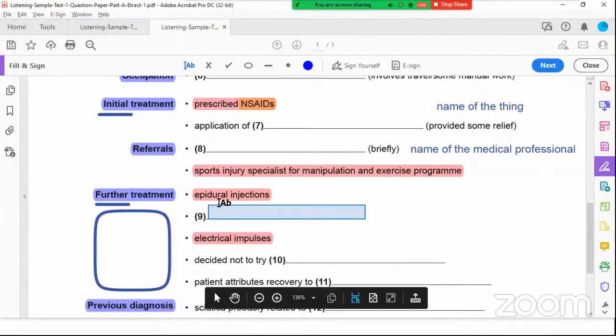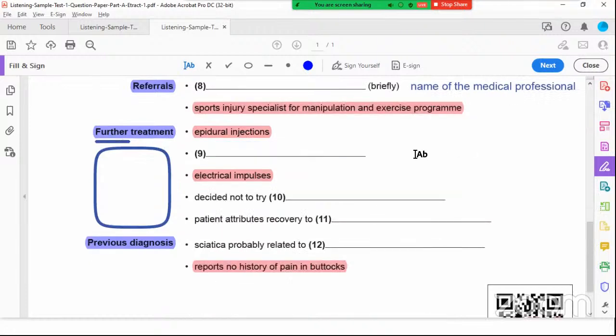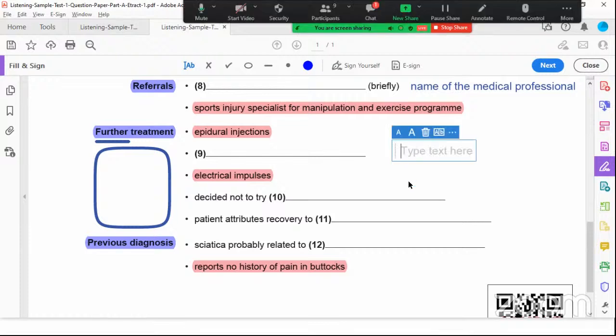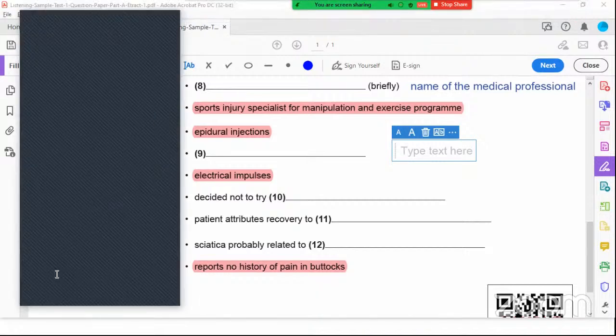Now, epidural injections, electric impulses. So this is the further treatment. What may be possible here? Two words. Intravenous injections, maybe. Okay, oral medications, maybe. So 2 words. Mostly there are 2 words. 9th one, you can write 2 words. So I have given you 2 words. So respiratory therapist. Okay. So that is further treatment. Initial treatment, further treatment. So what is the further treatment?